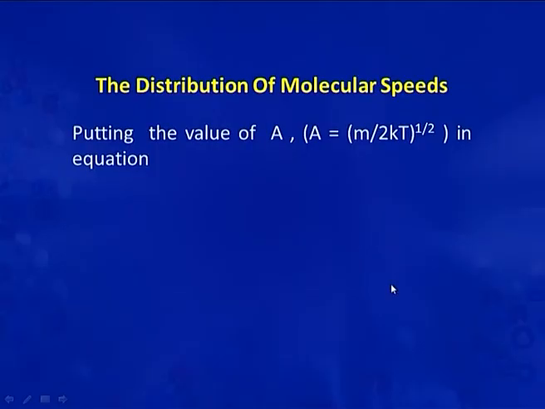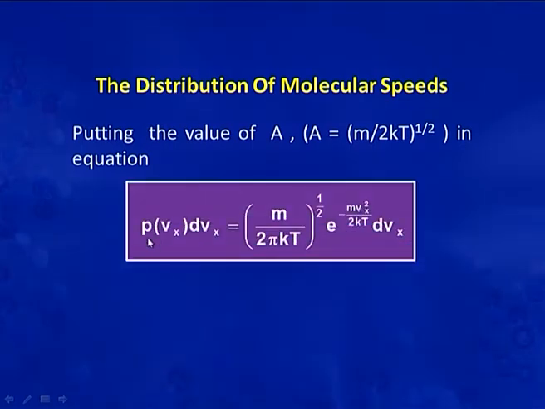Now, we will put this value of a in our previous equation. The equation is P(vx) dvx is equal to (m by 2 pi kT) to the power 1 by 2 into e to the power minus m vx square by 2kT into dvx. This equation is called the Maxwell's distribution equation of molecular velocities in one dimension, in x axis only.